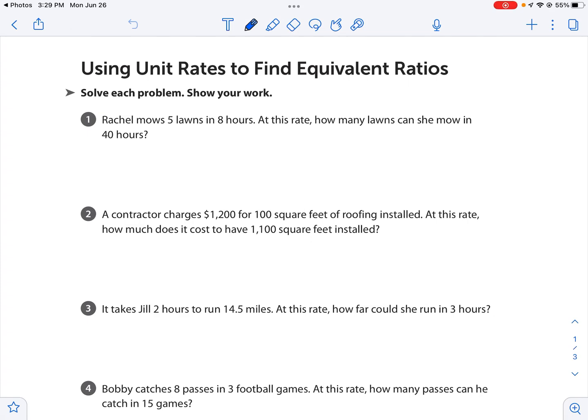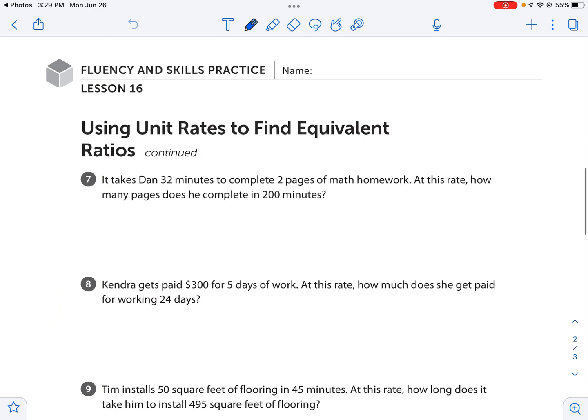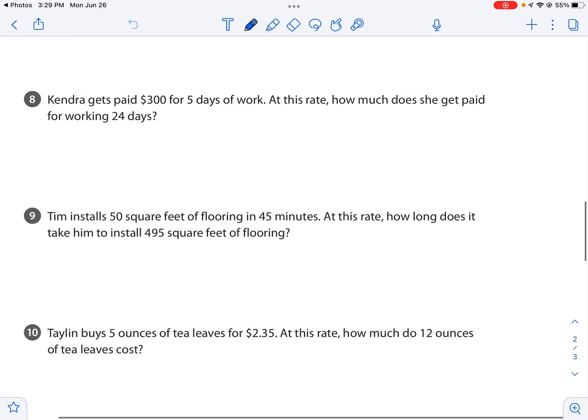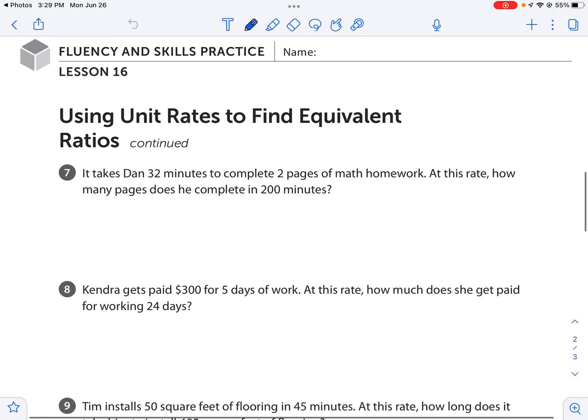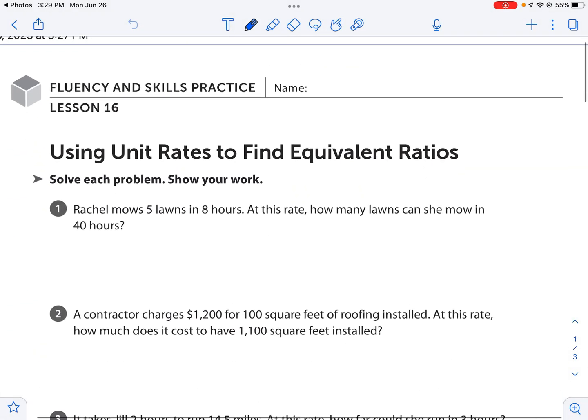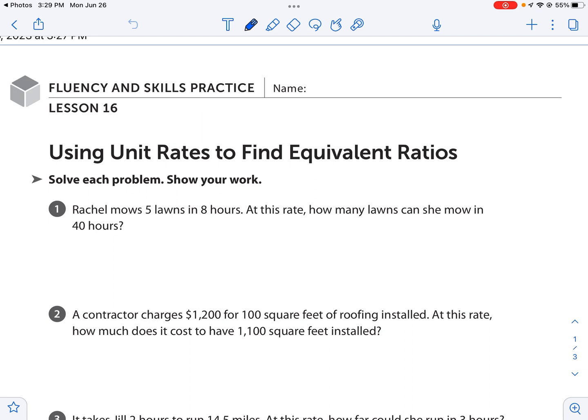These are directions on how to do your unit rate practice center. You should have a sheet that looks like this, with different questions on it, all with unit rate. Okay, so we'll do the first one together. It says Rachel mows 5 lawns in 8 hours. At this rate, how many lawns can she mow in 40 hours?